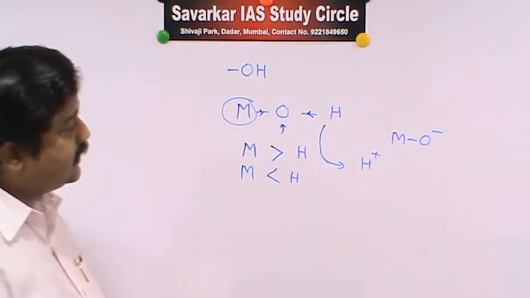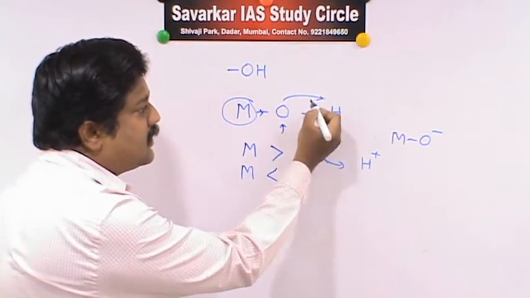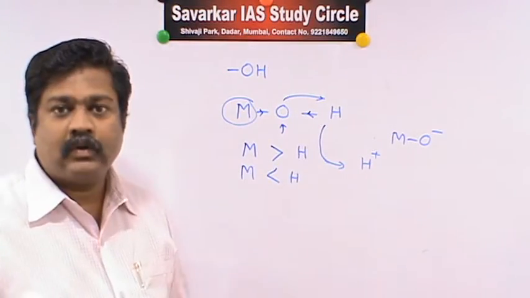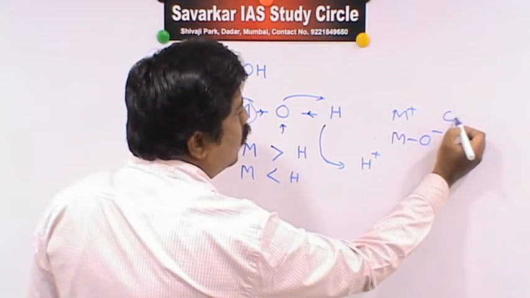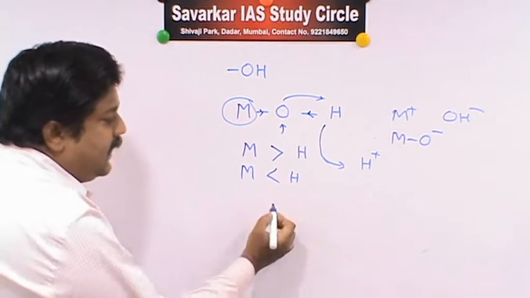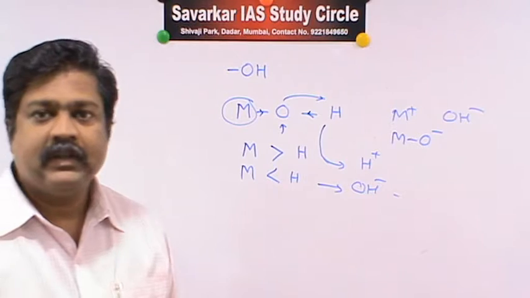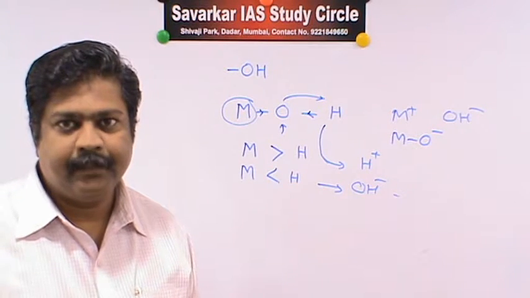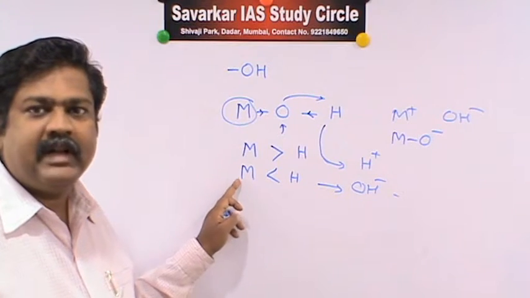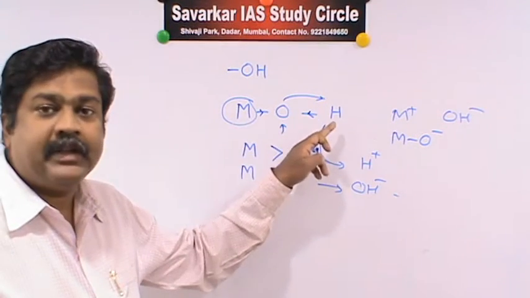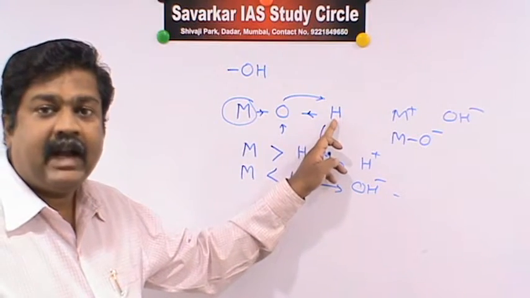If the electronegativity of M is less than H, then the situation is the other way: oxygen and hydrogen both will pull the electron cloud, releasing M plus and OH minus. If OH minus is liberated, you are aware that according to Arrhenius, the substance is basic in nature. And therefore metallic oxides, when dissolved in water, produce MOH. Many metals have less electronegativity than hydrogen.